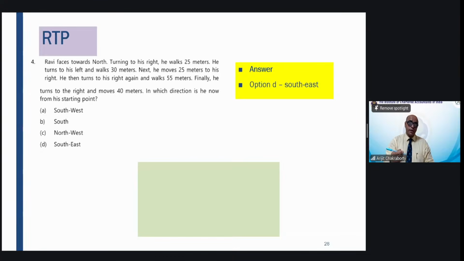That means he is typically in the southeast quadrant. He is definitely south by a distance of almost 25 meters, and he is also on the eastern side. So the nearest answer here is southeast. Option D is the right answer. With this, we are wrapping up the chapter on direction test.